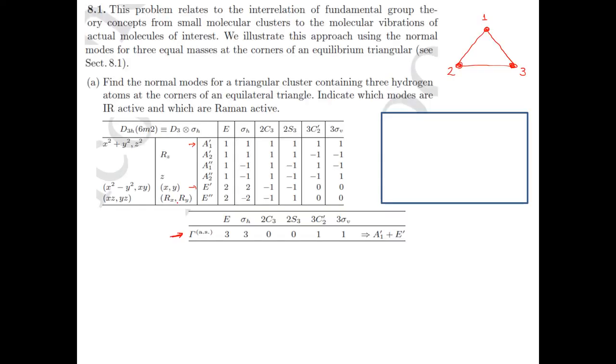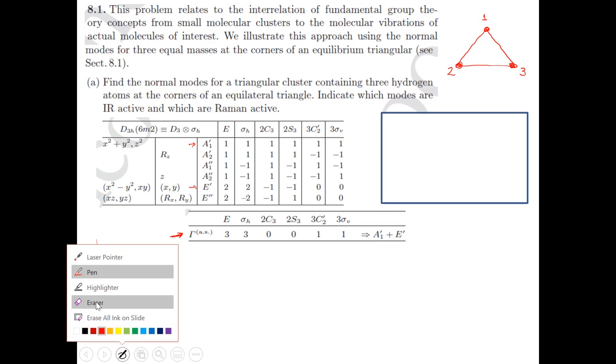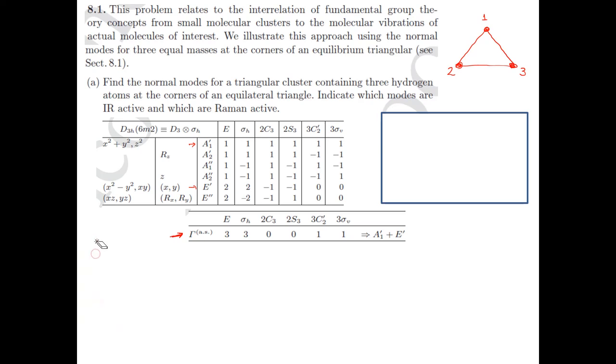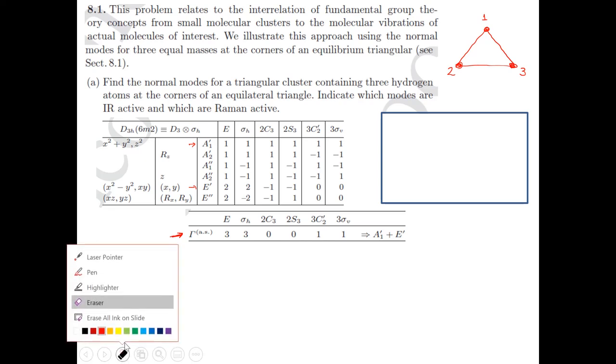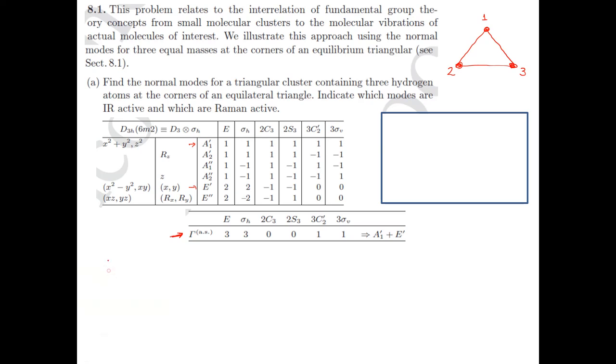So what do we do now? We calculate the symmetries of the normal modes for the vibrational normal modes, and using the recipe that we have presented to you, I calculate gamma vibration as the direct product between gamma atom sites and gamma vector, minus gamma translations, minus gamma rotations.